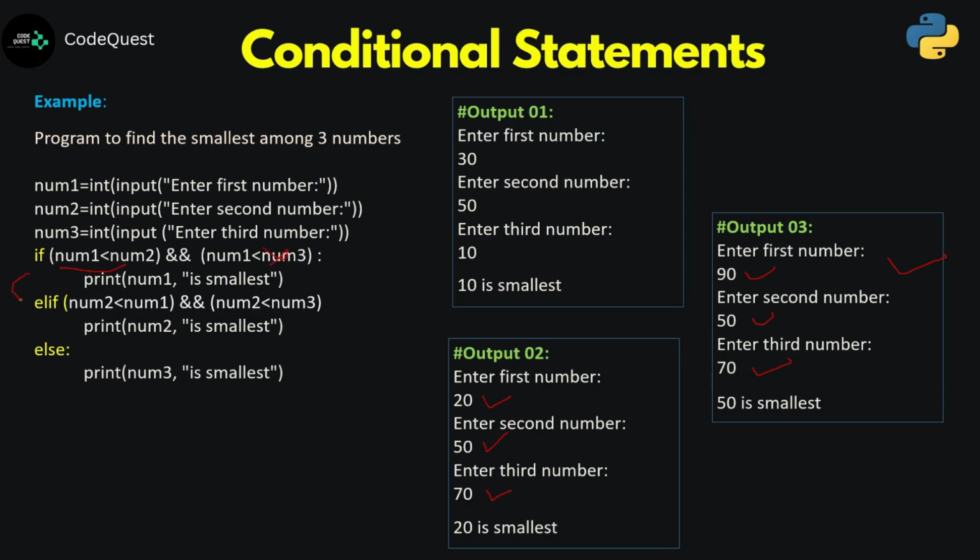Now control will reach the elif where I am checking num2 less than num1. 50 less than 90 is true, and num2 less than num3, that is 50 less than 70, that is also true. As the conditions along with elif are true, hence the result is num2 is the smallest, and num2 is nothing but your 50.